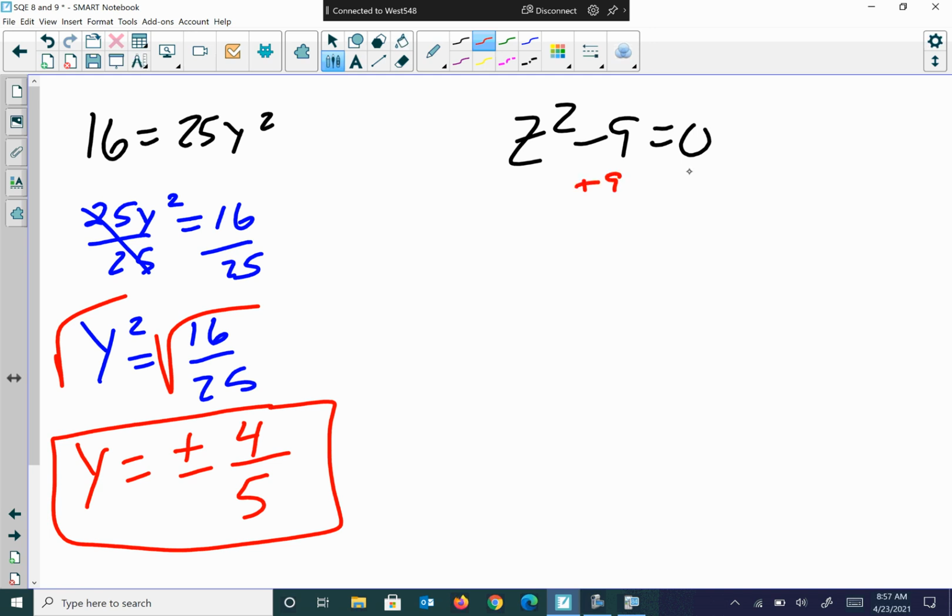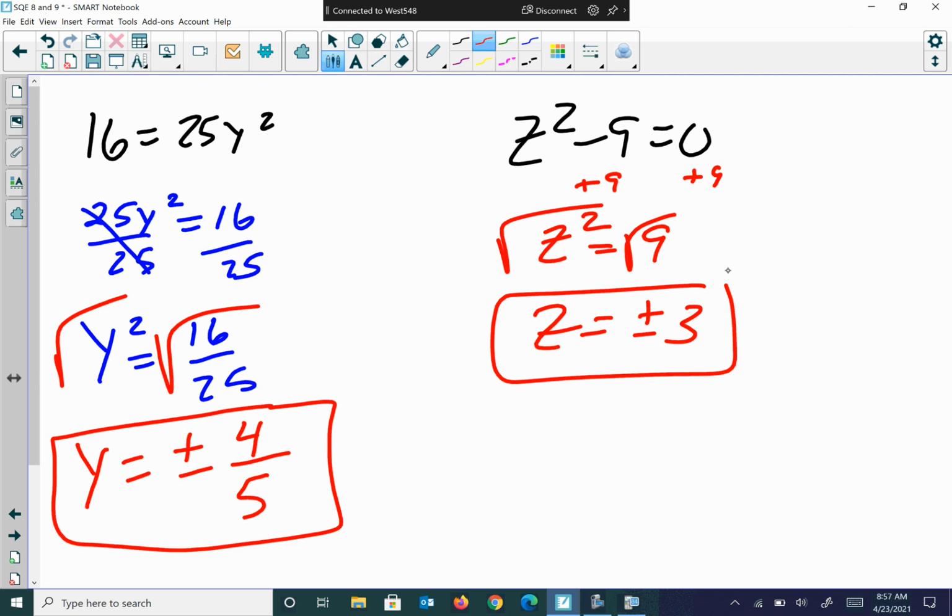Add 9 to both sides here. What do I do to both sides? Take the square root. Don't forget the plus minus. Done. So if you root both sides, you have plus minus automatically.